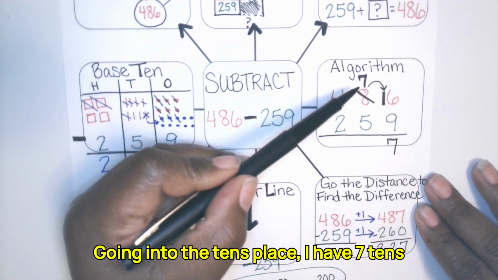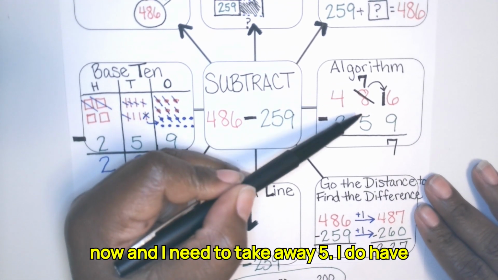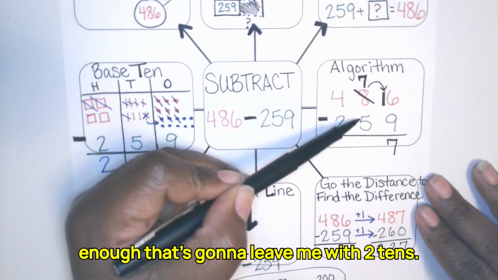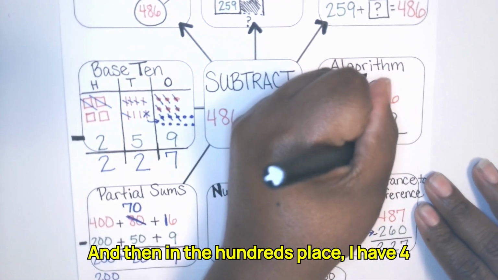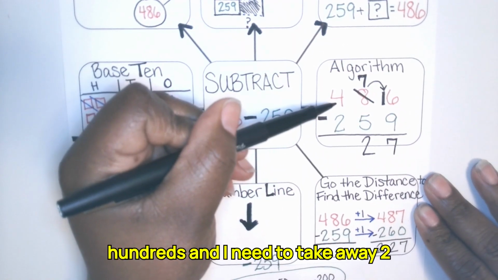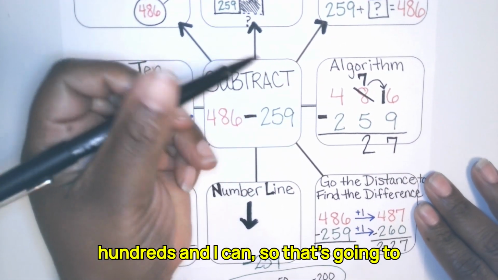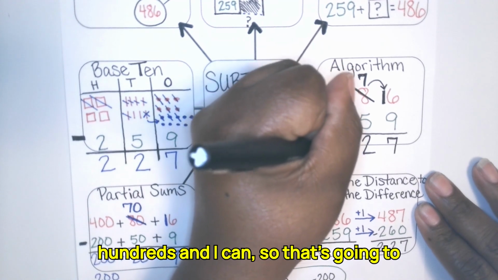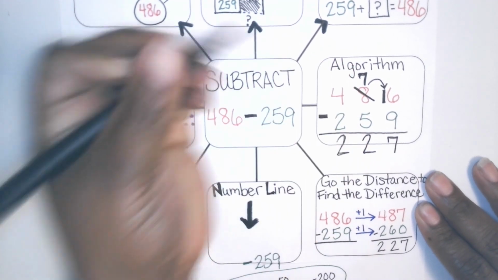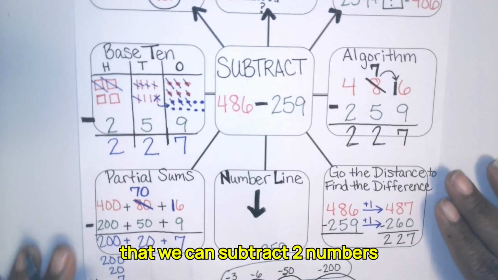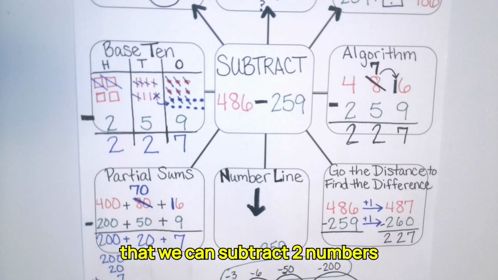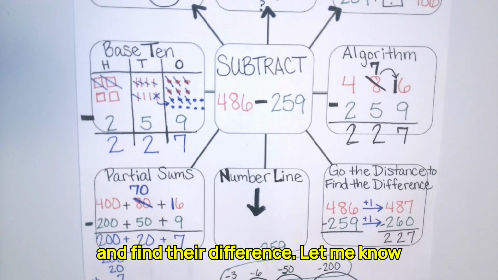Going into the tens place, I have 7 tens now, and I need to take away 5. I do have enough. That's going to leave me with 2 tens. And then in the hundreds place, I have 4 hundreds, and I need to take away 2 hundreds. And I can, so that's going to leave me with 2 hundreds. Okay, all in all, these are all the ways that we can subtract 2 numbers and find their difference.